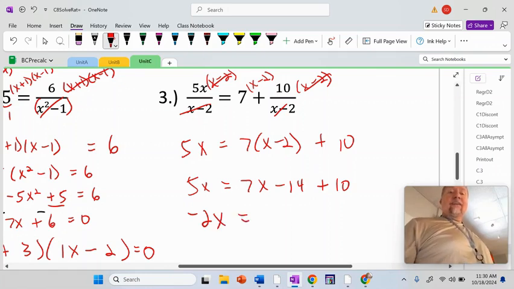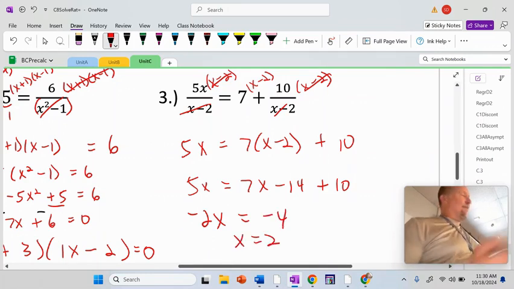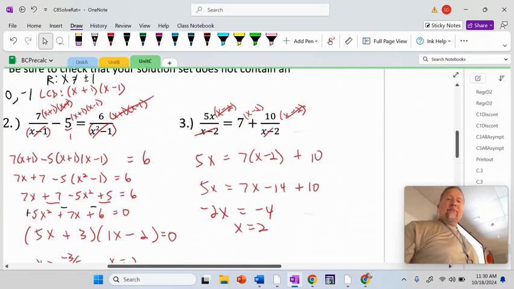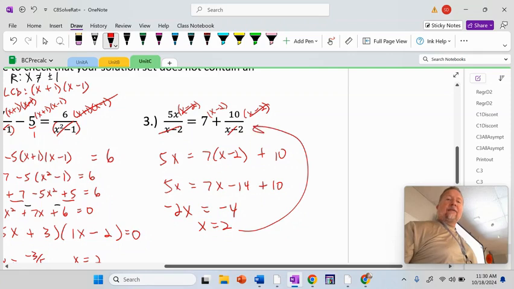Oh no! Did anyone notice something? I get x equals 2. Let's move on. Let's go to the next question. What's wrong with this picture? You plug it in, you get a 0 in the denominator.